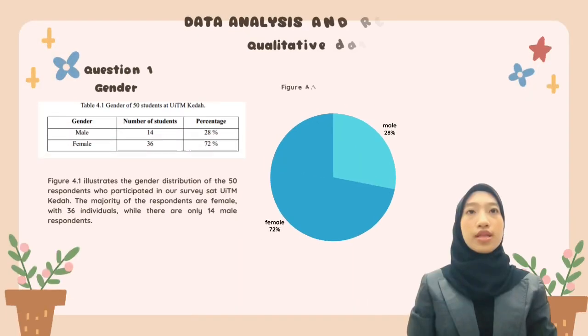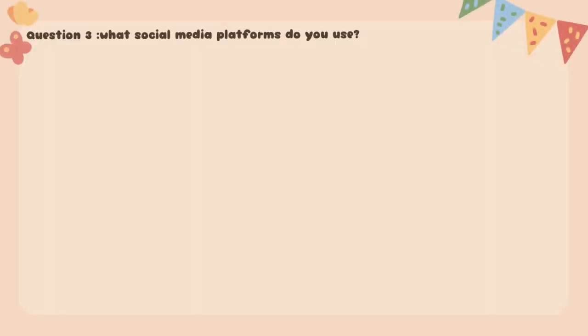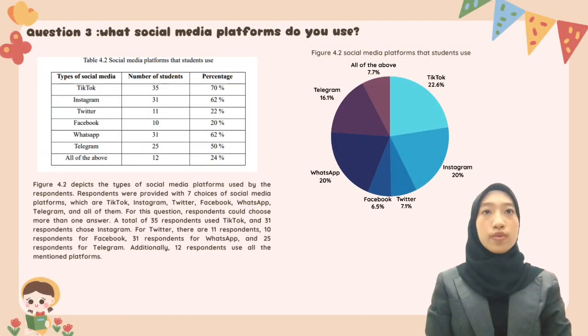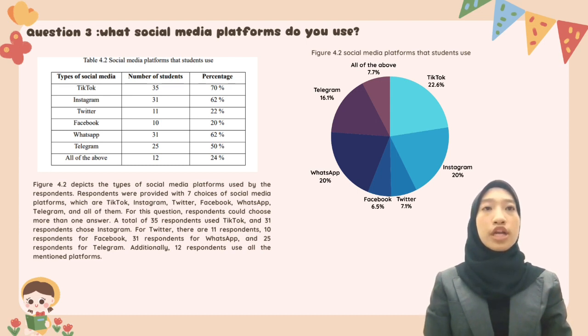I will go through data analysis and result for qualitative data. Question 1 is gender of respondents. The majority of the respondents are female with 36 individuals, while there are only 14 male respondents. Next, for question 2, what social media platform do you use? We have 7 options, which are TikTok, Instagram, Twitter, Facebook, WhatsApp, Telegram, and all of the above. For this question, respondents can choose more than one answer.